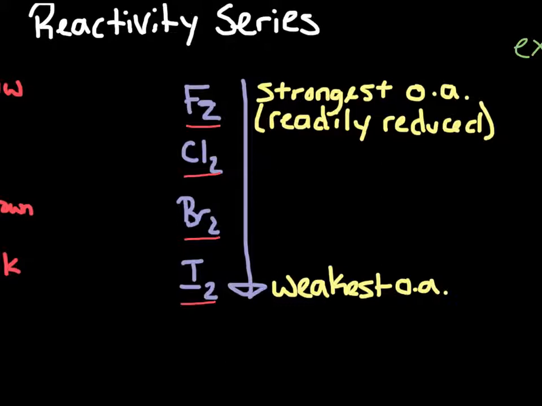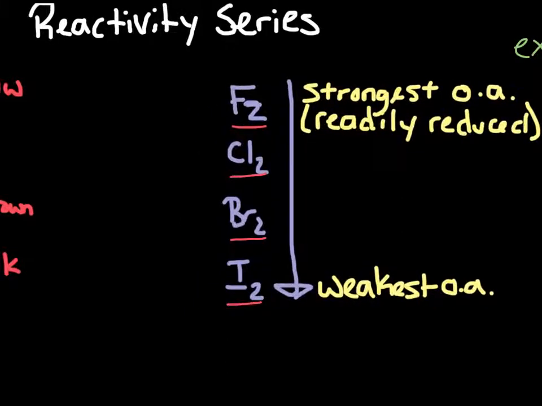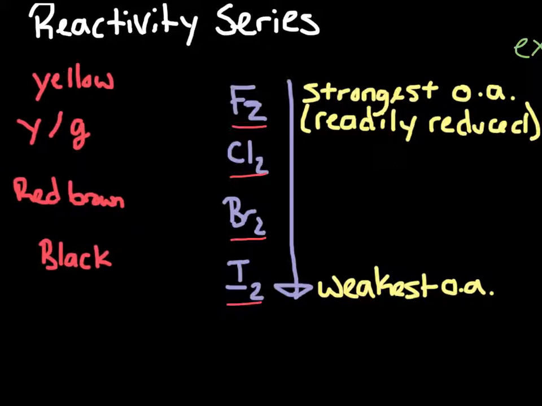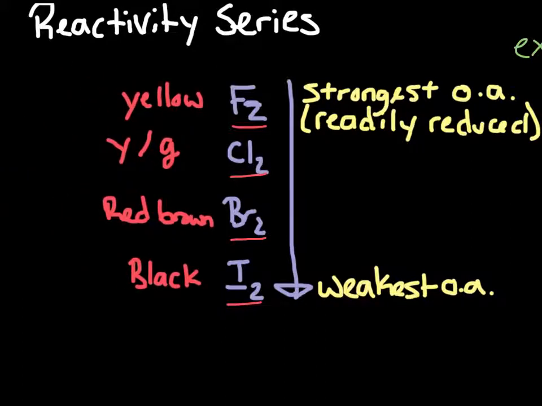Now, how do we know that a reaction will take place? What's beautiful about the halogens is you will see a change of color when they're doing a reaction. So if you see yellow, that's going to be your fluorine. A yellowish green color is going to be chlorine. A red-brown color is bromine, and black is iodine. So if you see a change in color, you know that a reaction has taken place.